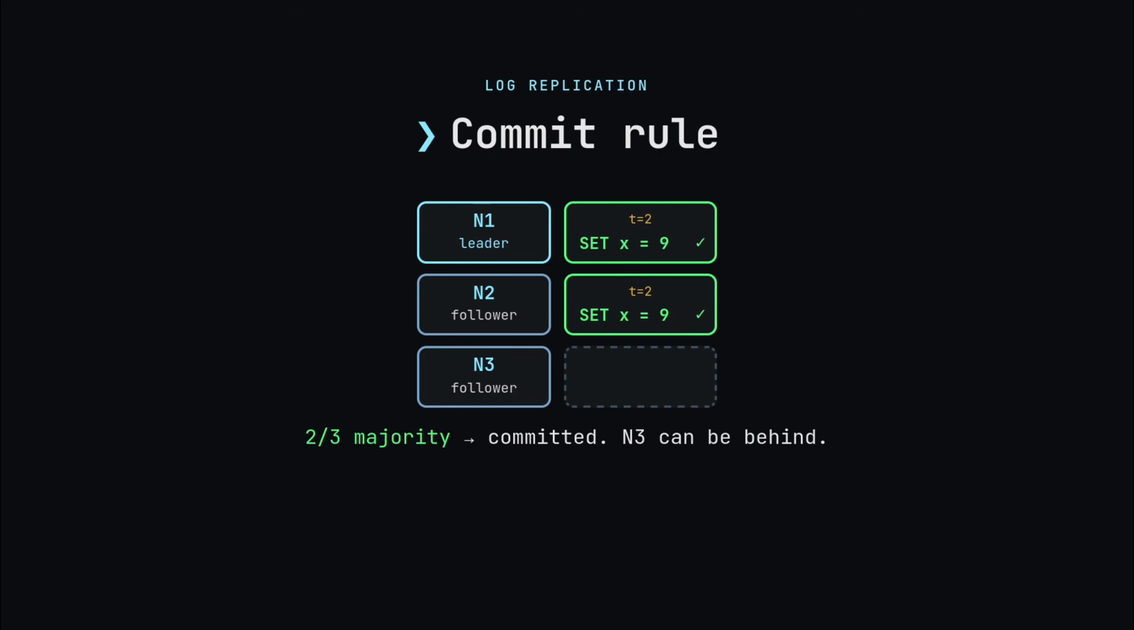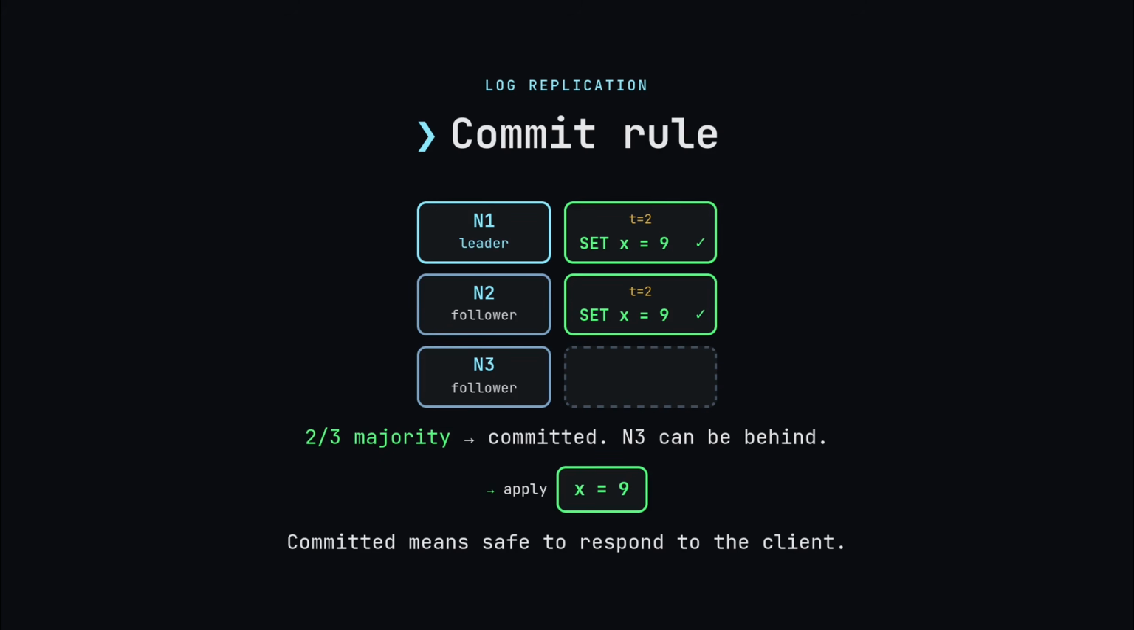This counting rule is for entries created in this leader's term. Entries left over from an earlier term need to be handled more carefully, and we will cover that in safety. Once it is committed, servers apply it to the state machine in log order, and x becomes 9. Then the leader can answer the client. Committing means the log is safe to apply. Apply means the state machine actually ran it, and the client hears back after that apply.